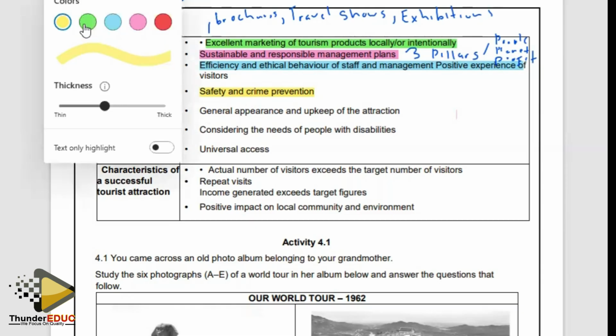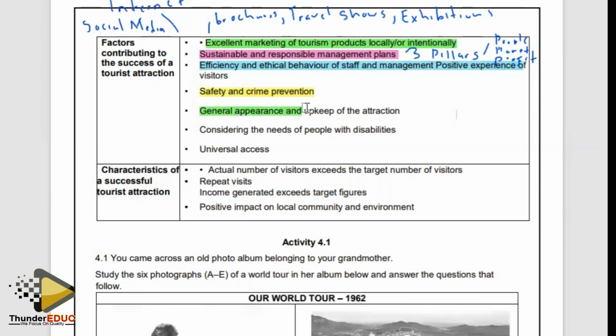Then the next factor is the general appearance and upkeep of the attraction. When an attraction is well maintained and properly looked after, when grass is well trimmed, trees and bushes well managed, toilets well cleaned, and floors maintained, it will give a good general appearance and it would attract more tourists. So most tourists would want to visit cleaner areas which are litter-free, which are properly maintained. So that also increases the success of an attraction.